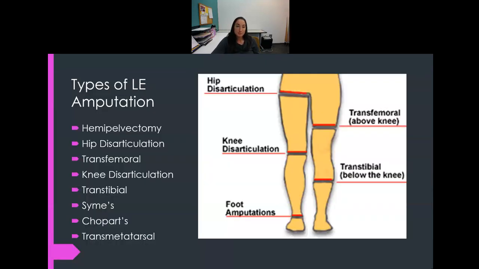Now on to leg amputation. So hemipelvectomy is where part of the pelvis itself is removed, hip disarticulation, transfemoral amputation, knee disarticulation, transtibial or below knee amputation, and then foot amputations. There's quite a few of those: Syme's, Chopart, transmetatarsal, Lisfranc. There's quite a few different types of foot amputations.